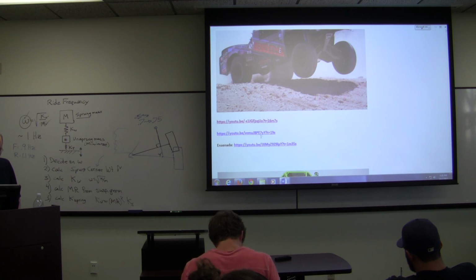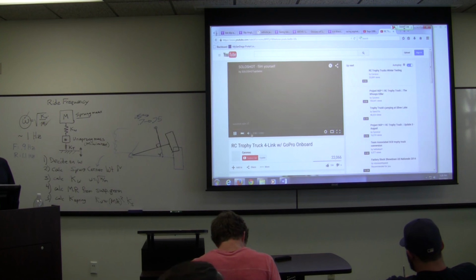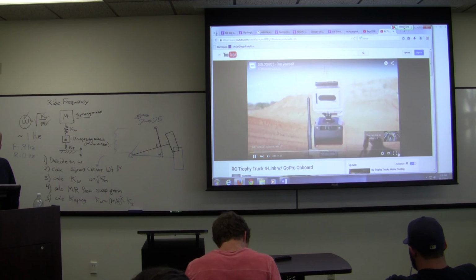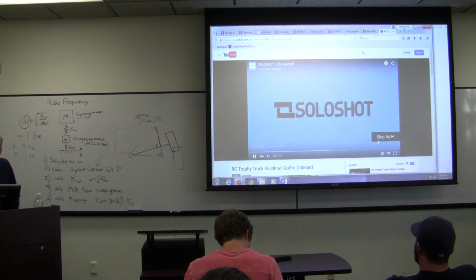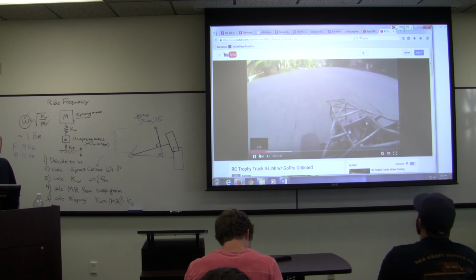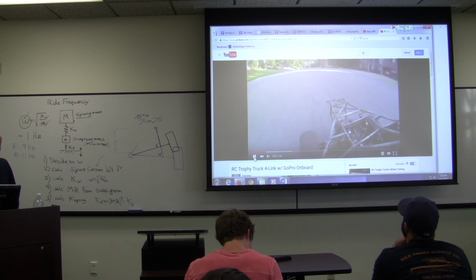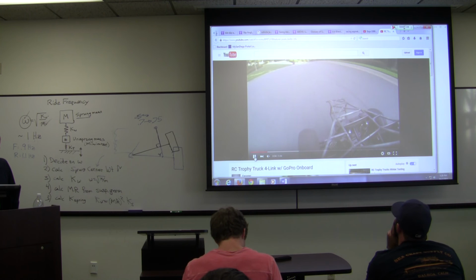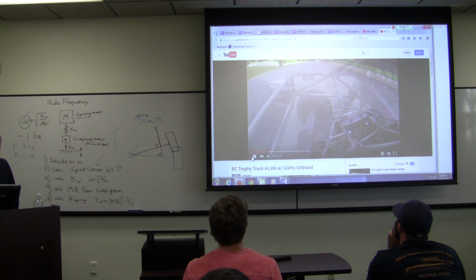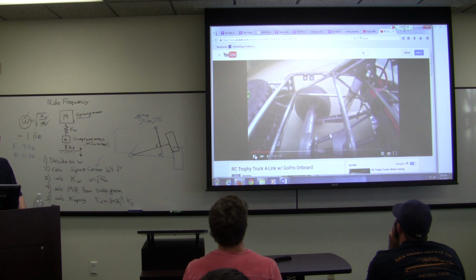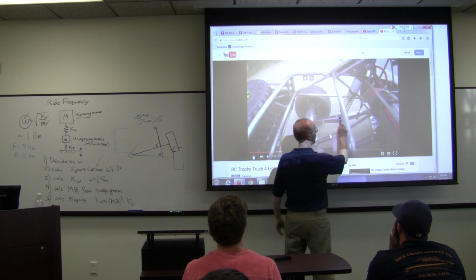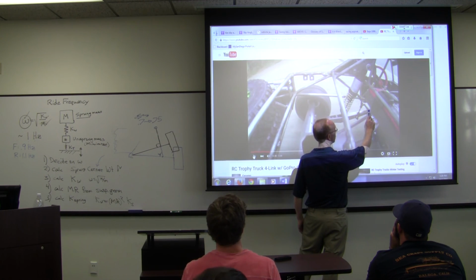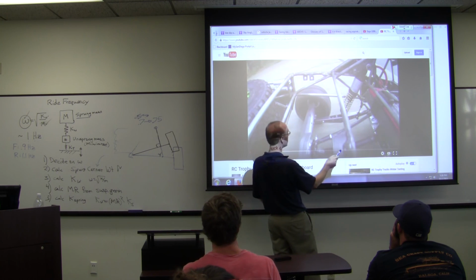Suspension. This is a radio-controlled trophy truck. It's a tiny one, but he's put a GoPro in the truck, and it has a great view of the rear suspension coming up here. So this is classic trophy truck rear suspension. Single trailing arms that are real long with a pivot point right under the driver.